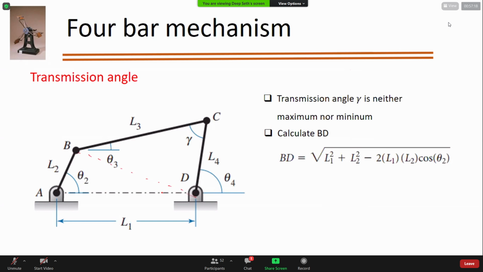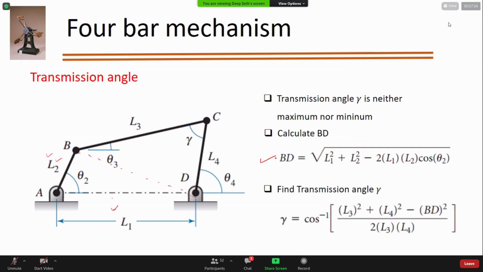So this is your triangle. This is your L1, this is your L2. I am trying to find BD. So BD is nothing but L1 square plus L2 square minus 2 L1 L2 into cos theta 2. I hope you know this formula. With that, we can find BD, and from there you can find the transmission angle gamma.